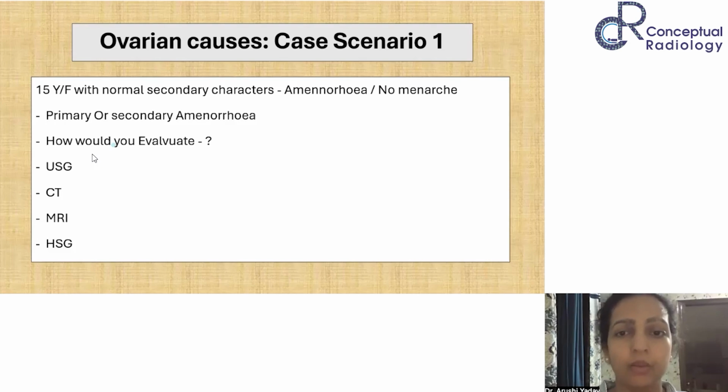Okay. So, the kind of amenorrhea that we are talking about is primary amenorrhea, right? And as per a few of you, the modality of choice is going to be ultrasound. I would not say modality of choice, but the first line of investigation, the first modality, will be an ultrasound. That's correct.